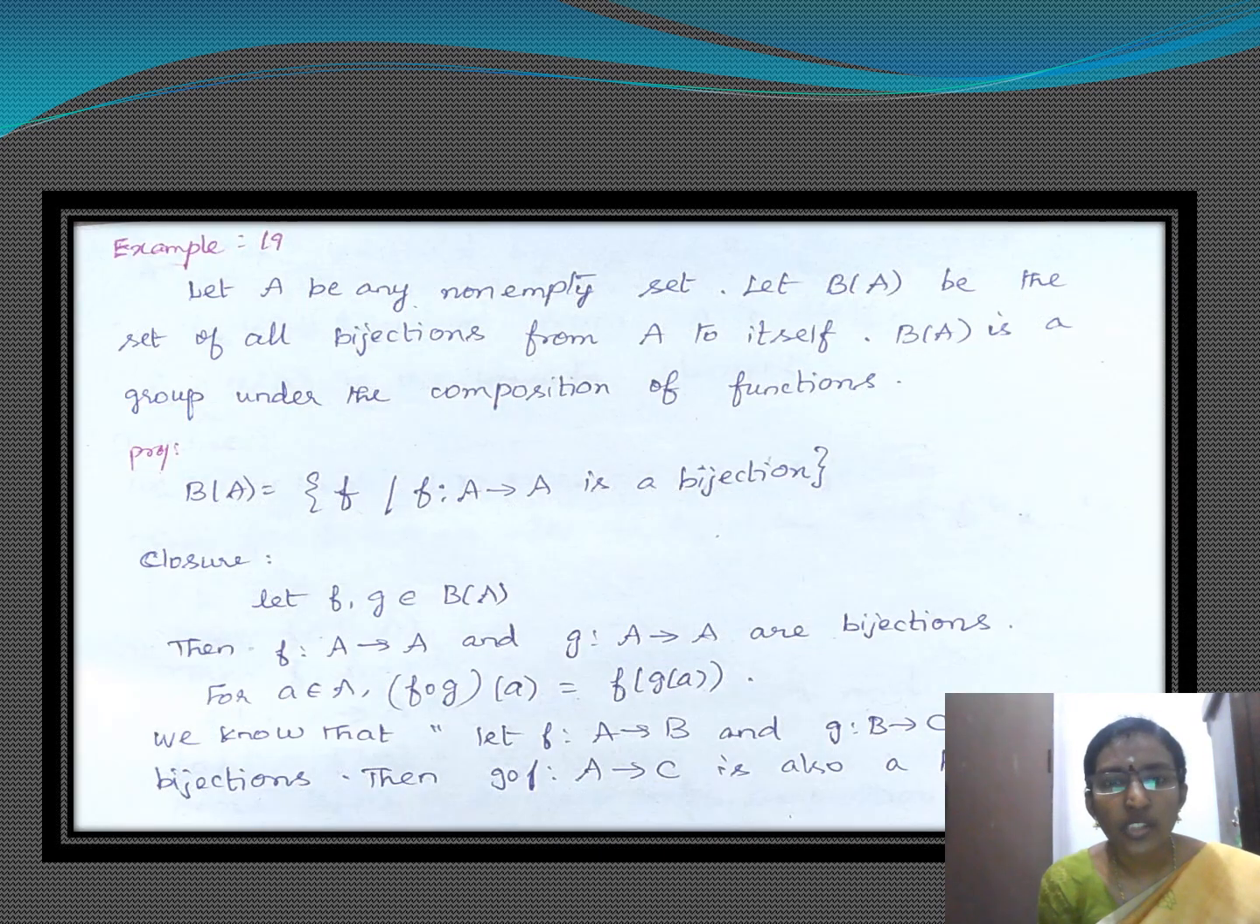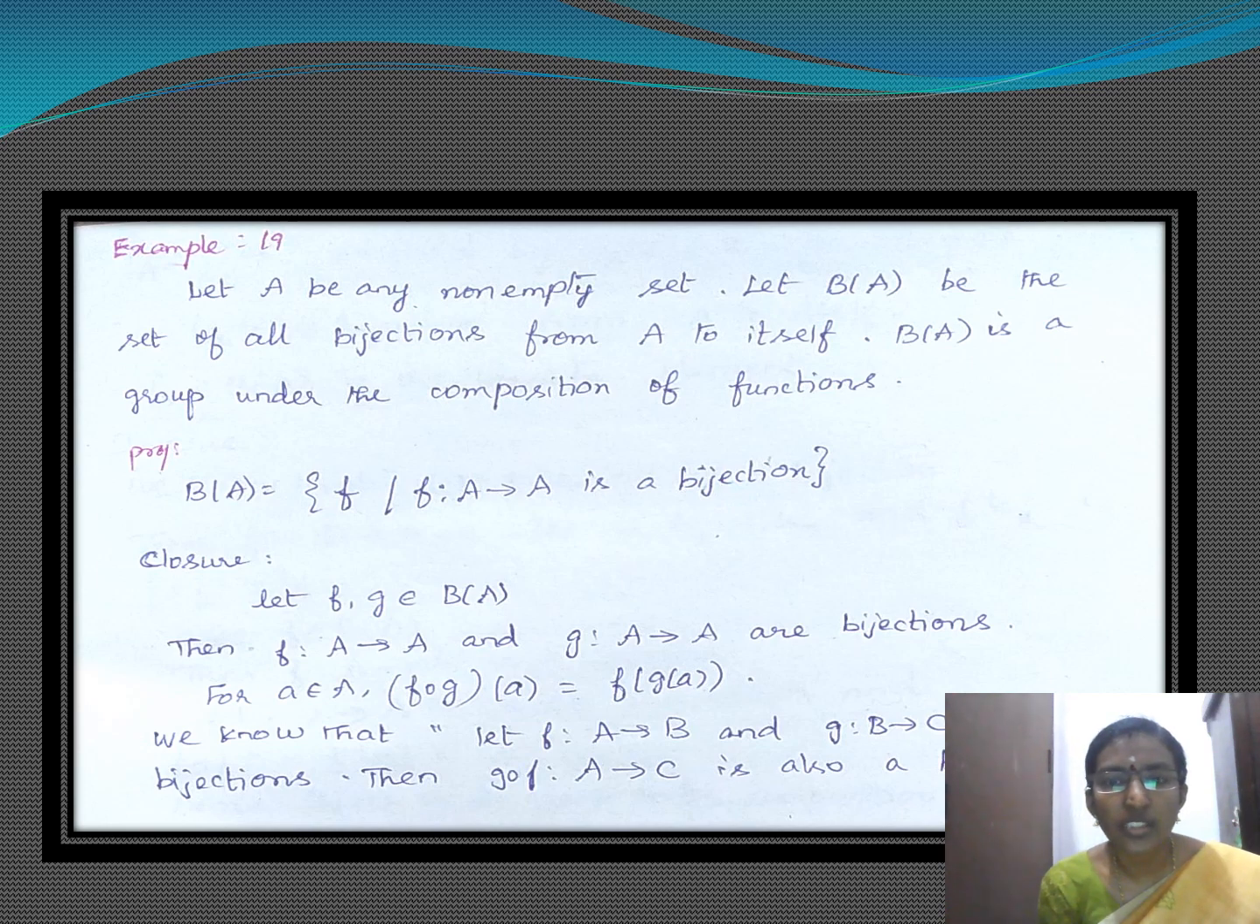Before going to start, let me recollect the definition for groups. G is a non-empty set together with the binary operation star which satisfies the conditions. Number 1. The binary operation star is associative. Number 2. G has an identity element e. Number 3. Every element in G has an inverse in G.